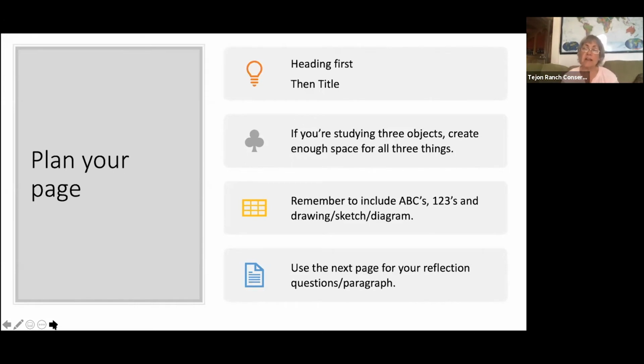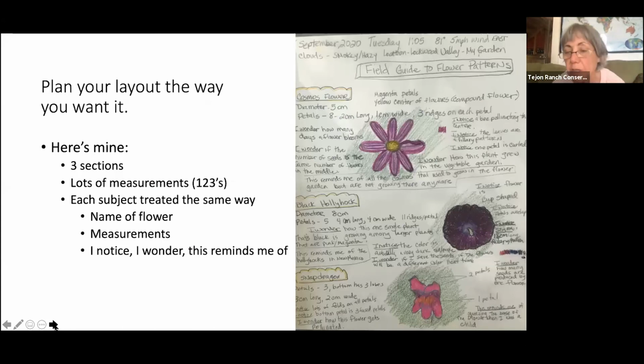After you've done that journal entry, then you're going to turn the page and do your reflection questions, which you will again turn into a paragraph. So here's my journal entry, and you'll notice that my pictures and my sections are not completely equal in size. First one's larger, the last one's the smallest. But in it, I put everything in the same order. So the very top has my metadata, and then I have my title, field guide patterns.